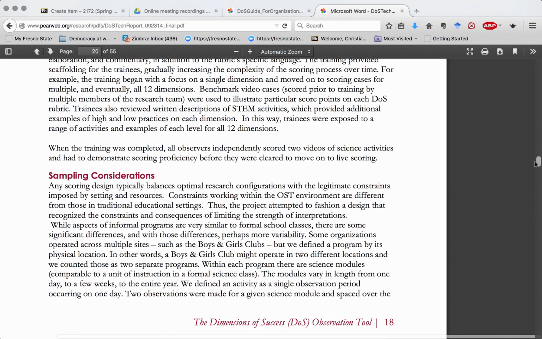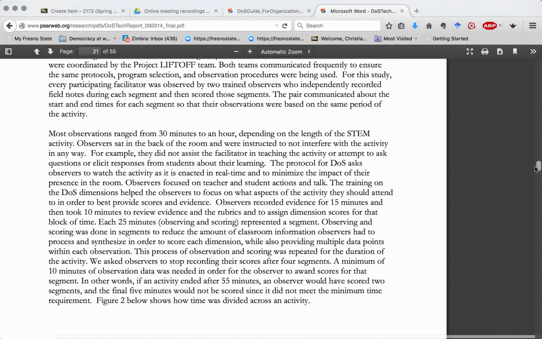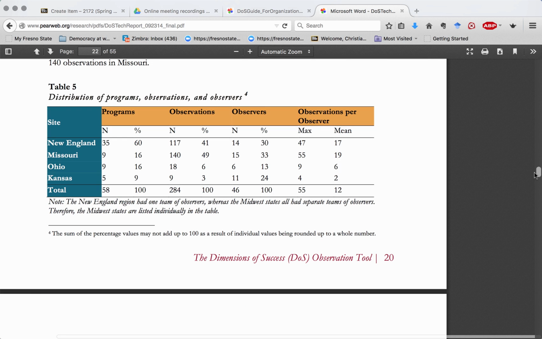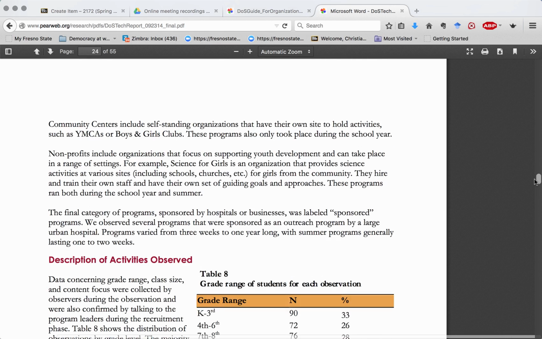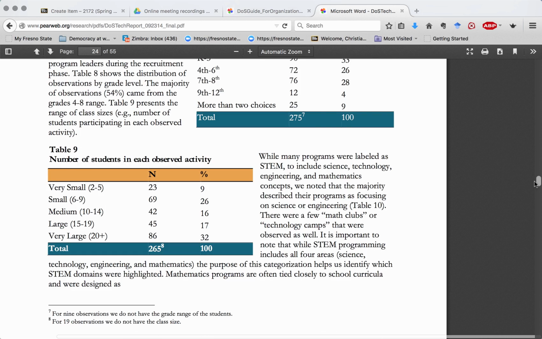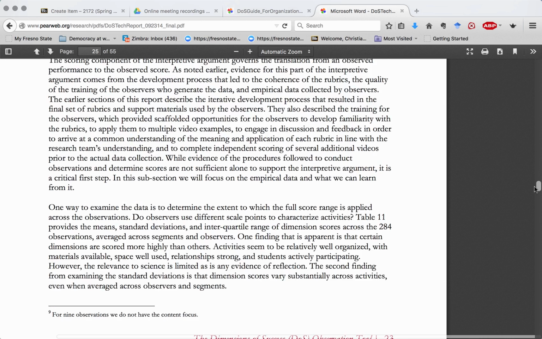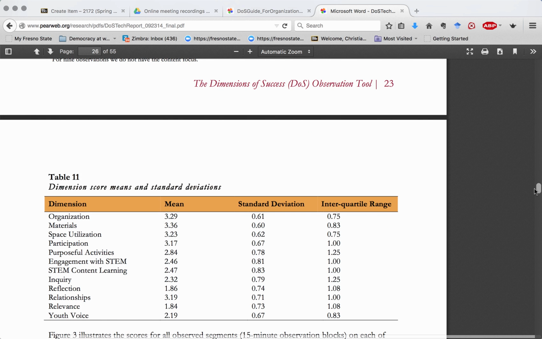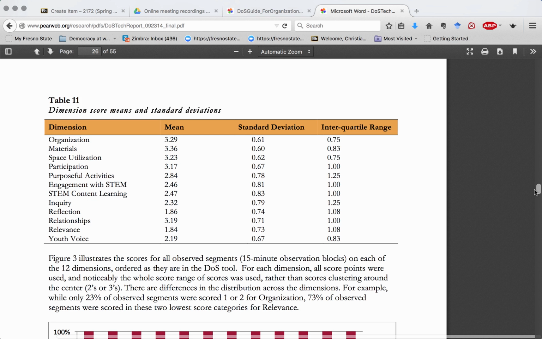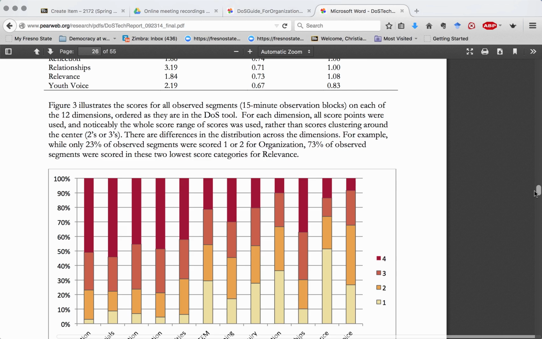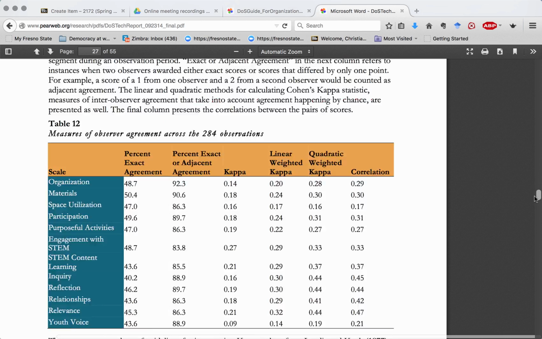I'm gonna go show you some more details here. Talk about the sampling, the observation procedure. Talk about how many programs, how many observations, how many observers, what kind of age group was involved, grades here, numbers of students, and all this could be very relevant to figure out, well, who did they test it with, and that informs you also who you can use it with, and if you use it with a totally different group of youth, that might be problematic.